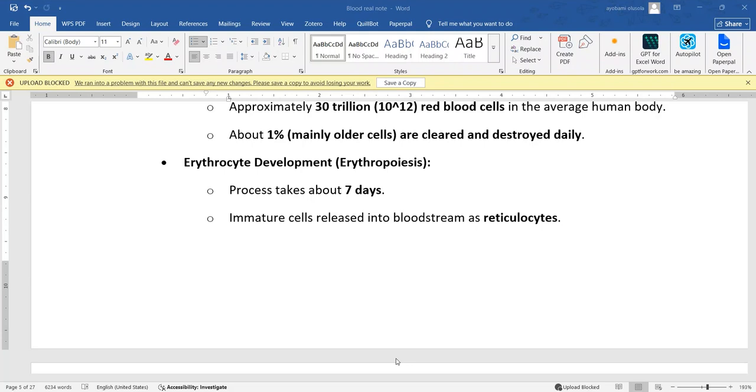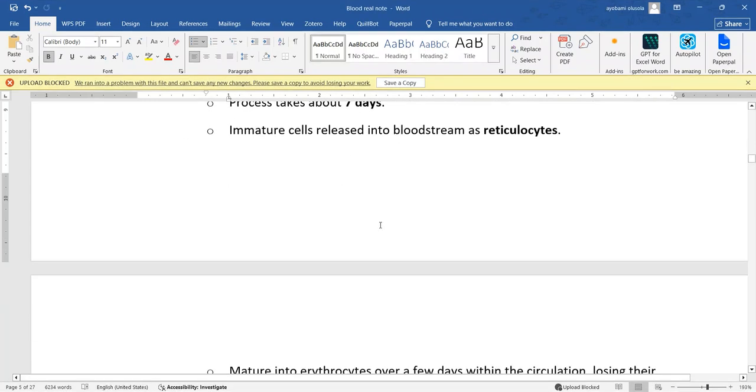Okay. But you know that erythrocytes are not the only blood cells that we have. So the process of erythrocyte formation will now be called erythropoiesis. Now this process takes about 7 days for a blood cell to be formed. And what happens is that this process releases immature red blood cells into the bloodstream.